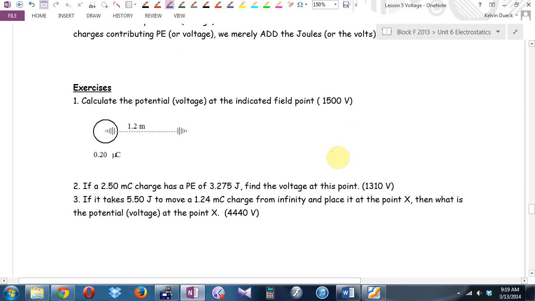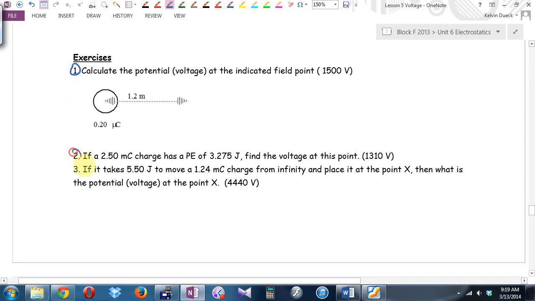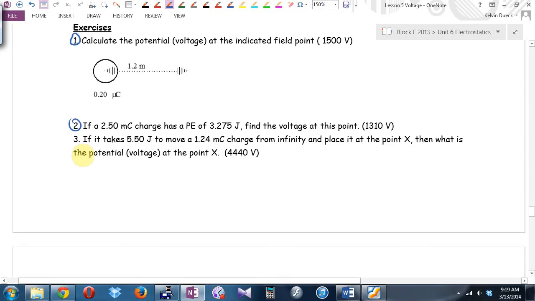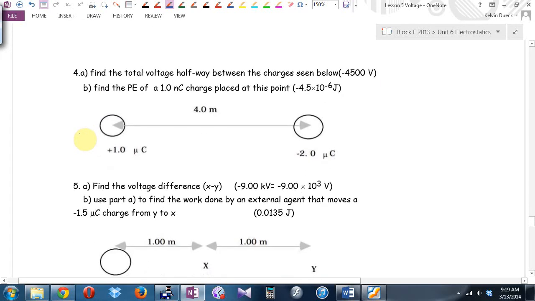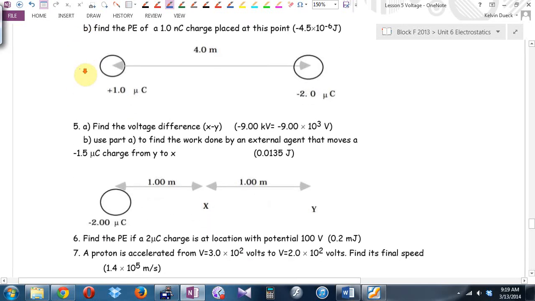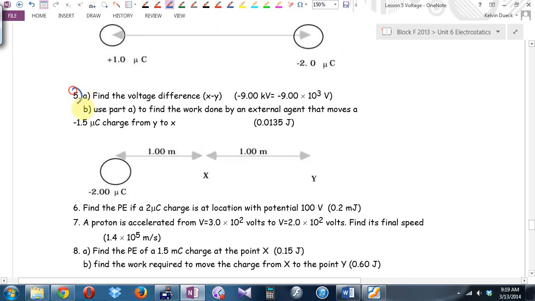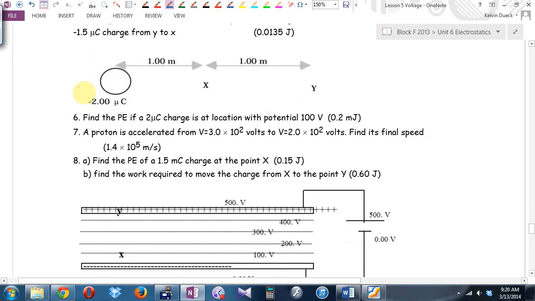It's your homework. Number 1. 2 is good. 3 is good. 4 is good. Giving you lots of practice, but you got lots of time. 5 is good. 6 is good. Relax. I'm going to assign 7.